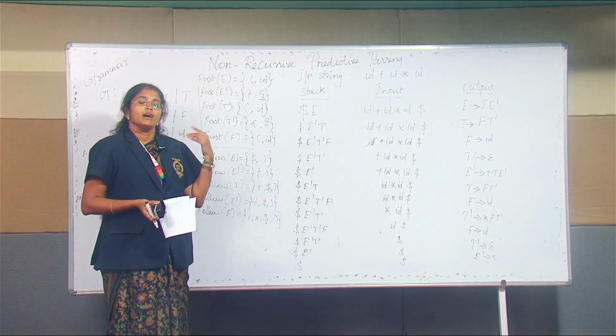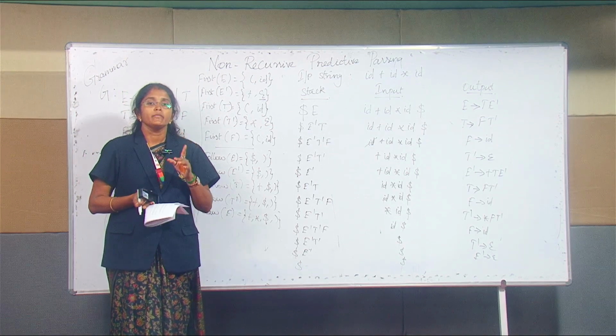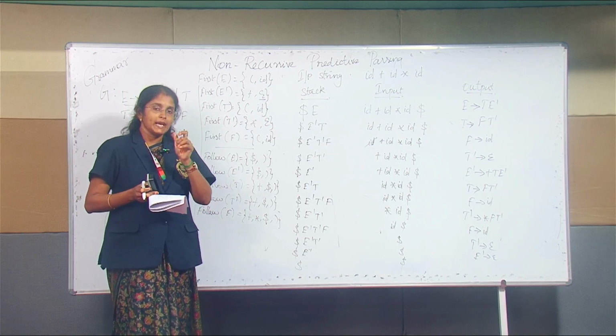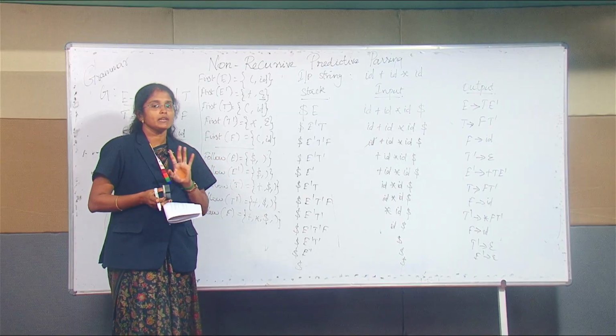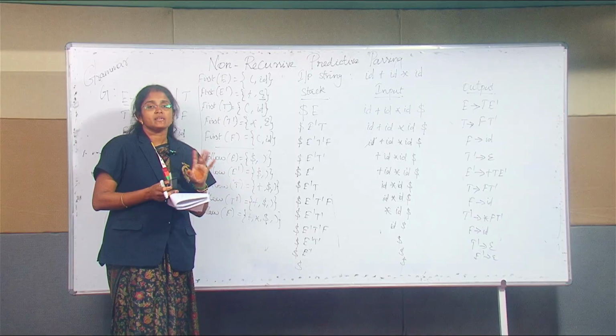And also one hint is, if you have more than one production in any cell of your parsing table, then you can conclude that it will not accept any of the strings given.